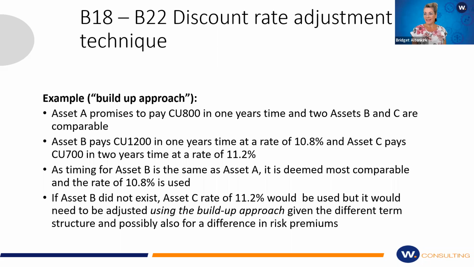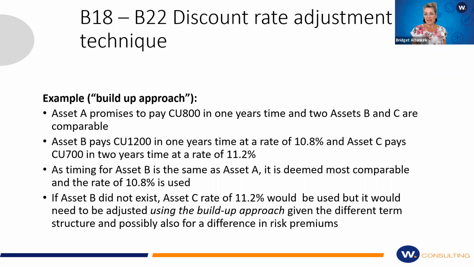We're now looking at asset A, which has a cash flow duration of 1 year only. Because asset B and asset A both have a 1 year cash flow period, the entity may say that asset B is therefore the most comparable asset, and we can see that the rate for asset B is 10.8. So that is where the entity may then say, a comparable rate for them to then start with is the 10.8 rate.